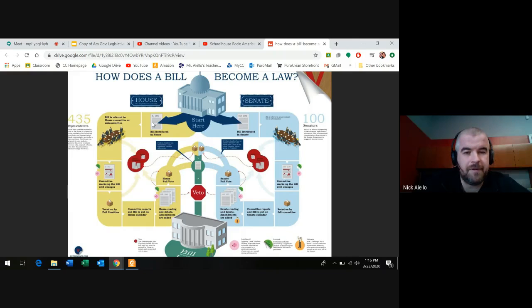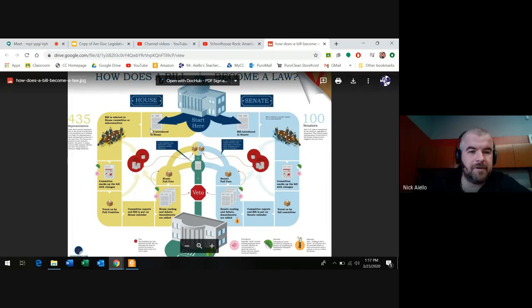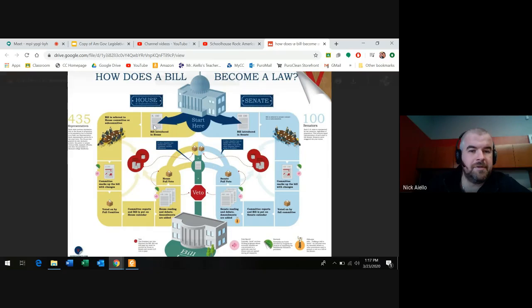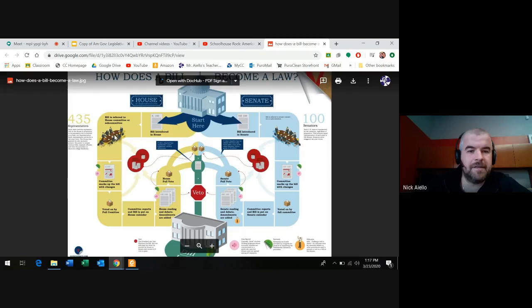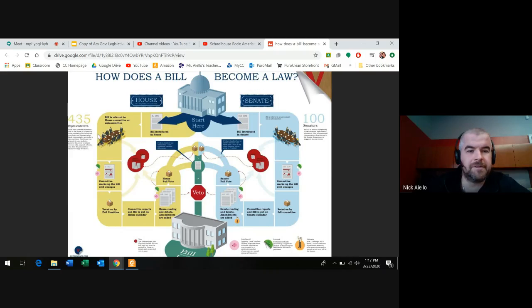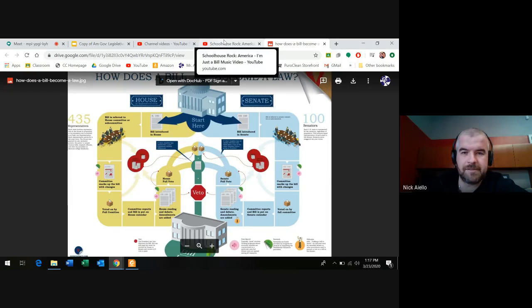So the example in the video is they want buses to stop at railroad tracks, et cetera, right? So that's what they're proposing. And it starts here with an introduction. Once a bill is introduced, you can see on either side, the House or the Senate, it goes to what's called committee. And that's what we're going to talk about next in the video.